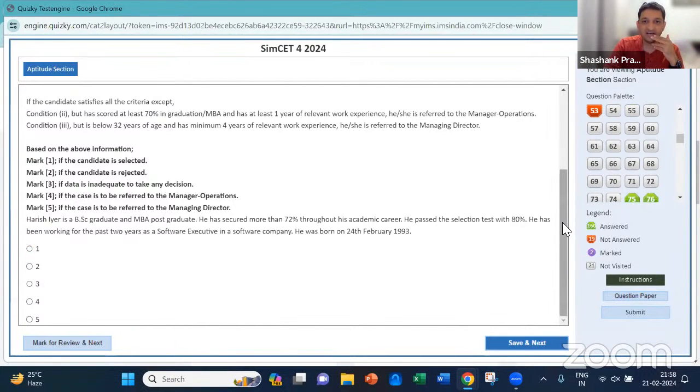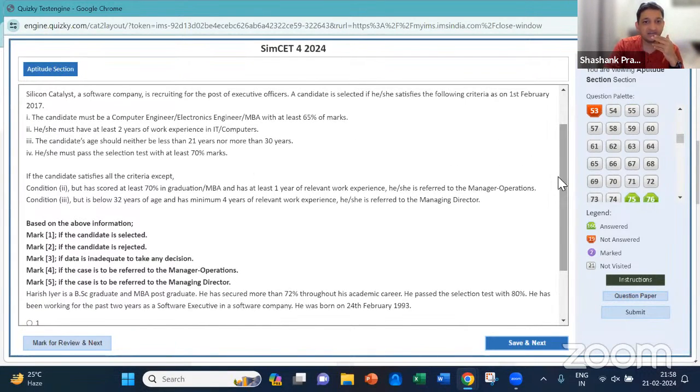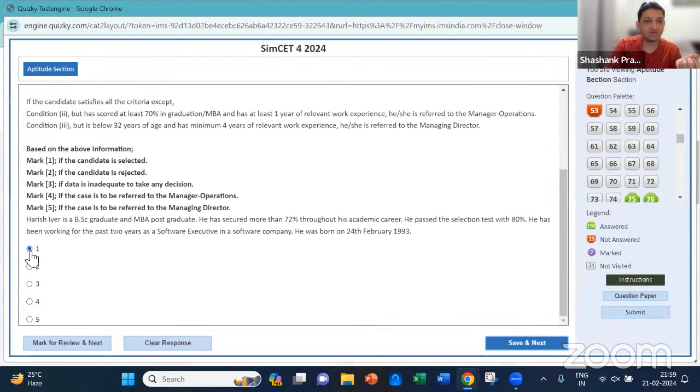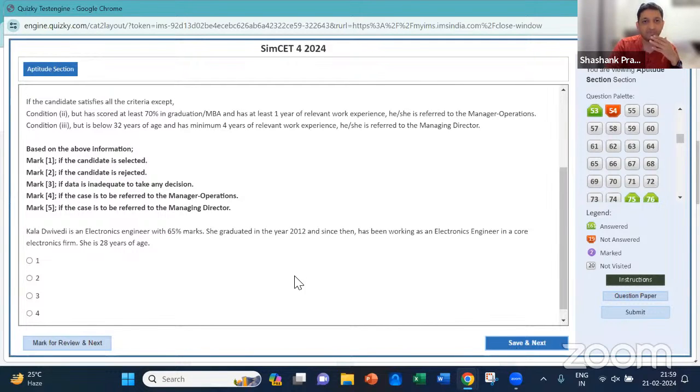the question. Harish Iyer is a BSc graduate and an MBA postgraduate, 72% throughout his academic career. So first option is fine. Selection test 80, last option is fine. Last criterion is fine. Working for 2 years as software executive, brilliant. तो ये हो गया. Born on 1993 में, तो 24 years का, ये भी हो गया. तो this is selected. तो पहला वाला may be rejected होगा, I'm not sure. या फिर more data inadequate है कुछ.